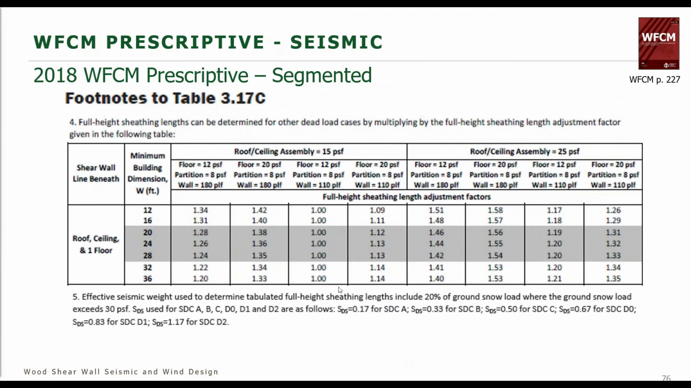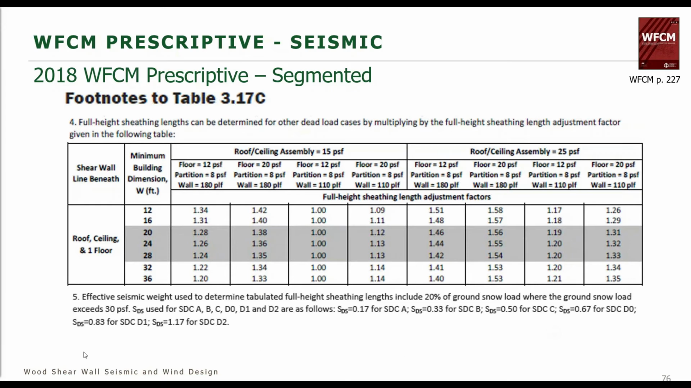And here we go to our table, and note that the table was based on 15 pounds per square foot. You can see this by looking in this column: 15 pounds per square foot, 12 floor, 8 partition, wall is 110 pounds per linear foot, and there's 1.0. So this is our adjustment factor from the previous table. Then we notice that we have 25 pounds per square foot. Since we have more weight, that means more seismic load, so we've got to adjust our length required based on that additional weight.